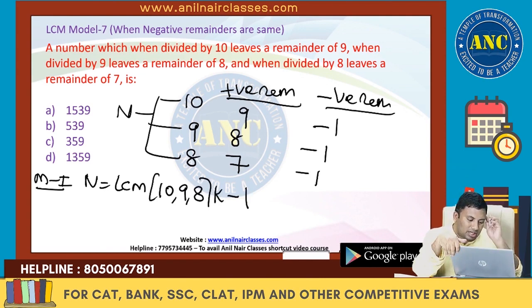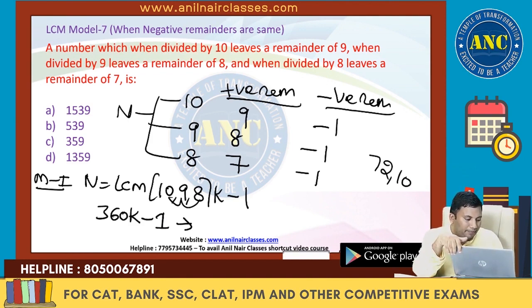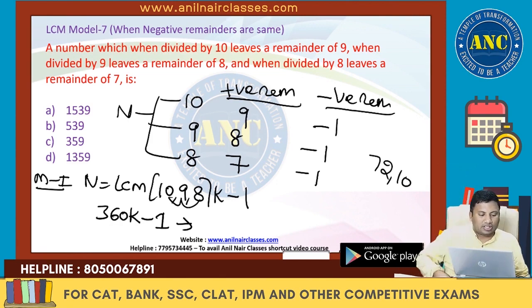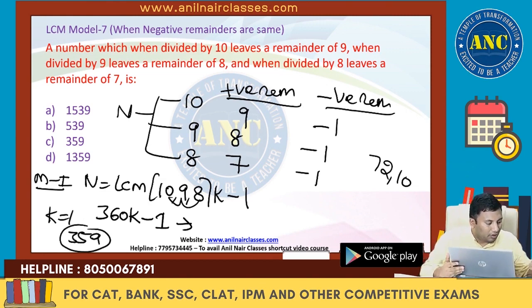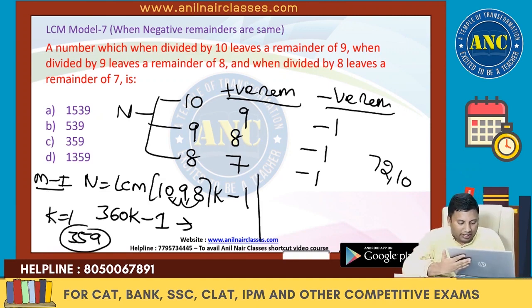So the LCM of 9 and 8 is 72, and 72 and 10, LCM is 360. So 360 into k minus 1. If k value is 1, it is 359. Method 1, I hope it is clear.